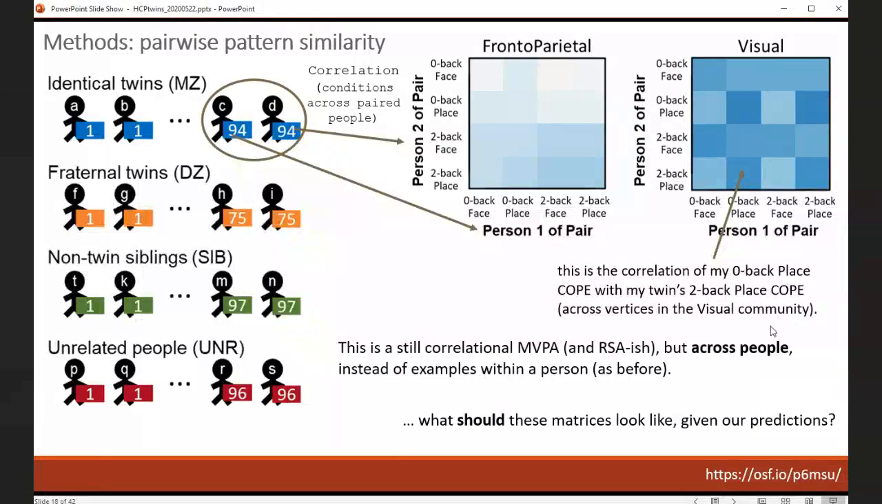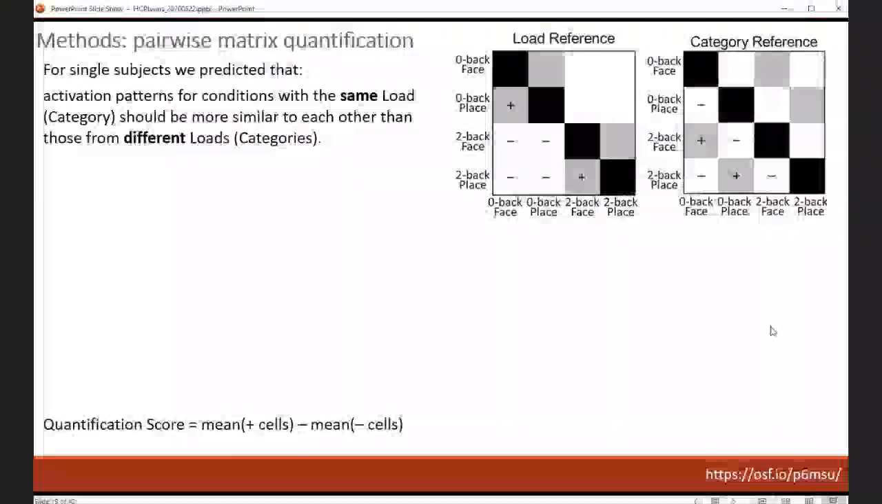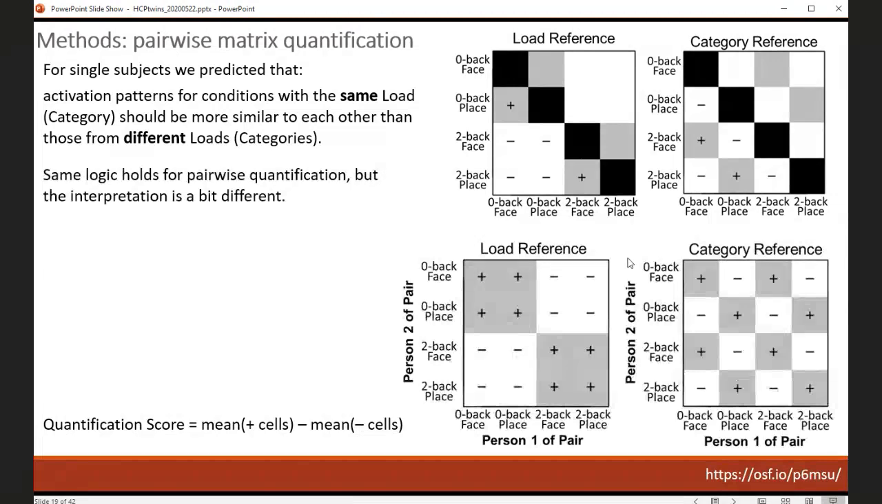So we can do the same sort of thing of trying to see what these matrices should look like given our predictions. As a review for the single subjects, we predicted that activity patterns for conditions with the same load should be more similar to each other than those from different loads, in our case in the frontoparietal. Then we have these symmetric matrices. And actually the same logic holds for pairwise quantification, but the interpretation gets a little bit different.